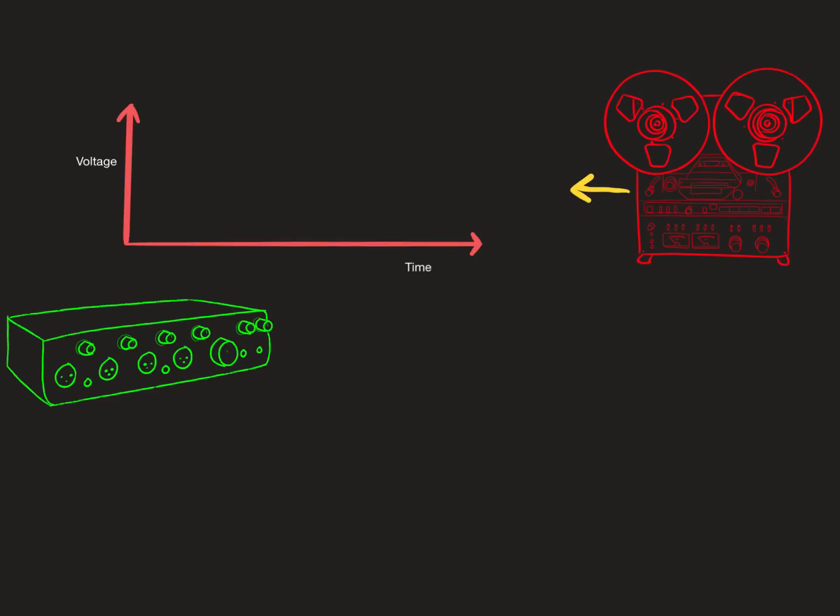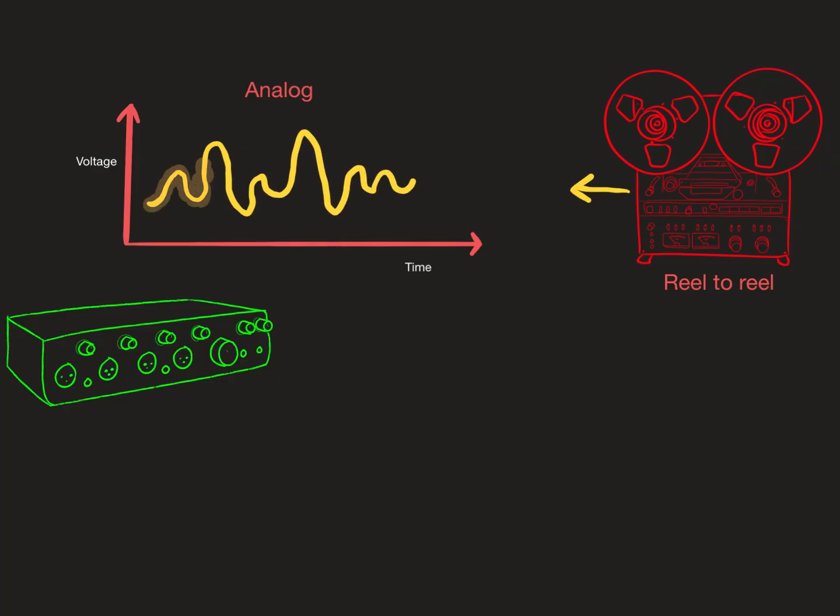Analog recording captures sound as a continuous electrical signal, and in traditional systems, this signal is stored on magnetic tape using reel-to-reel machines. Because of the physical nature of tape and circuitry, analog systems often introduce subtle saturation and harmonic coloration, which many people describe as warmth.